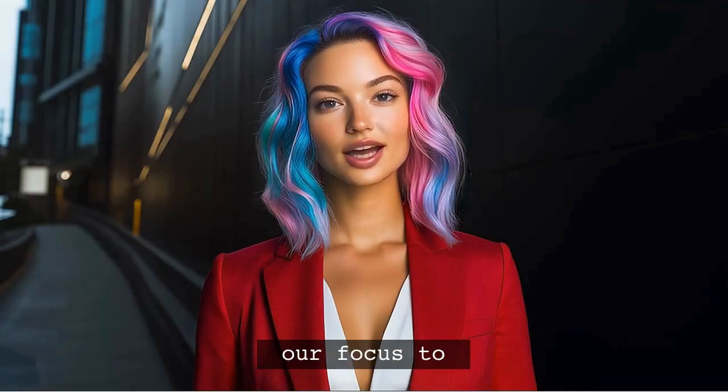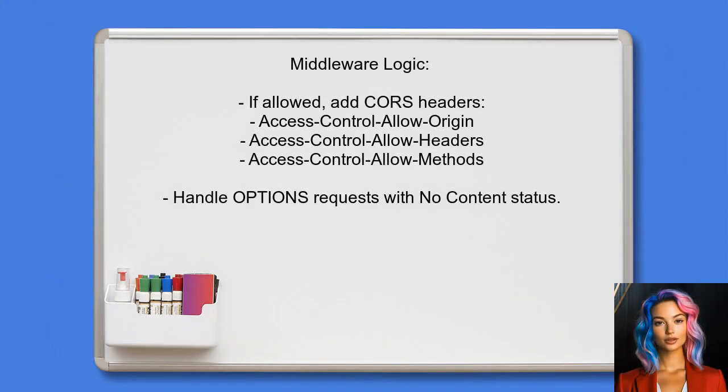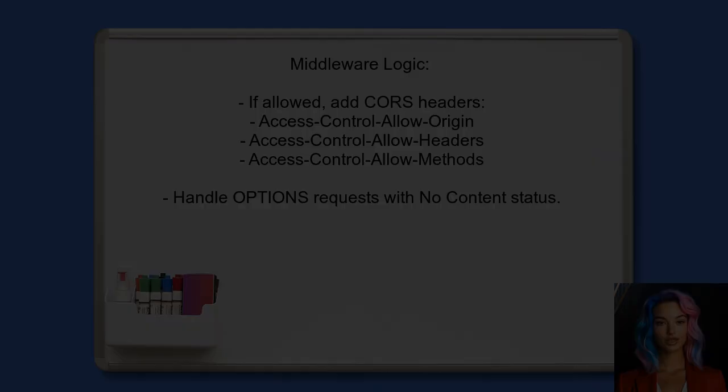Now, let's shift our focus to a different response. An alternative approach to enabling CORS in your ASP.NET Core Web API involves creating a custom CORS middleware. This middleware checks for the origin header in the request and verifies if it is allowed by consulting a database. In this middleware, if the origin is allowed, it adds the necessary CORS headers to the response. If the request method is OPTIONS, it responds with a no content status. Otherwise, it proceeds to the next middleware.